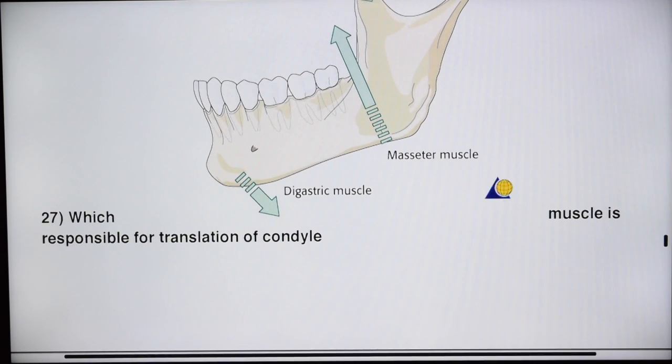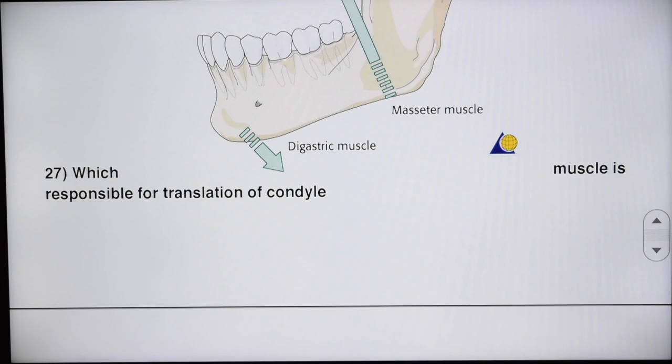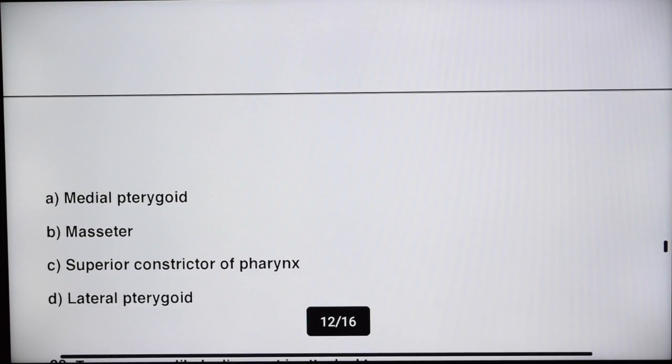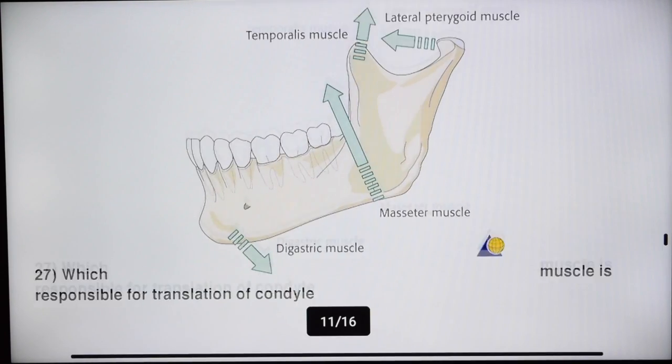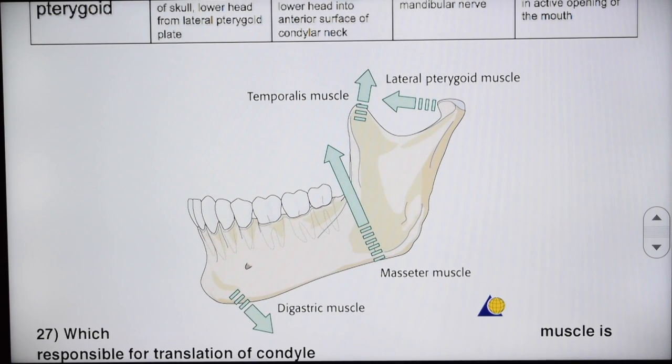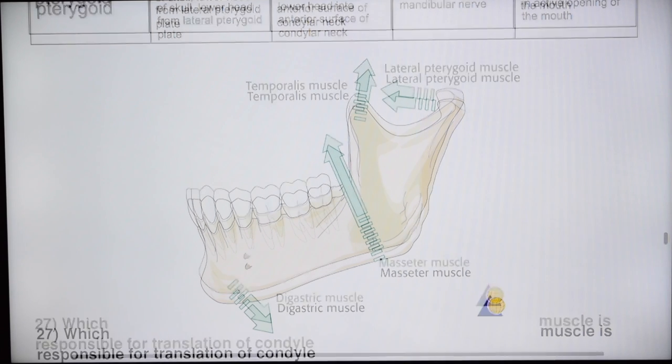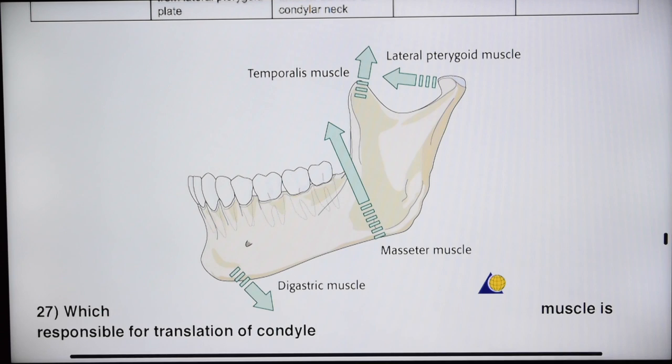And moving on to the next question, which muscle is responsible for translation of condyle? Again, it's lateral pterygoid, right? As you can see in this image, lateral pterygoid helps in translation and also in depressing the mandible. Temporalis muscle helps in closing of the mandible or elevation of the mandible, and also masseter. And digastric; you can see all these muscles and their related actions here, right?